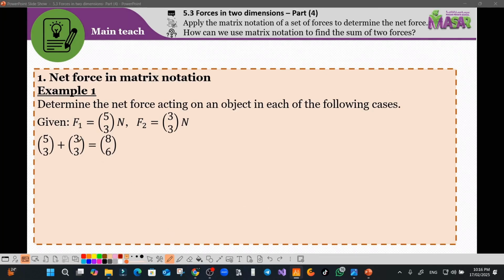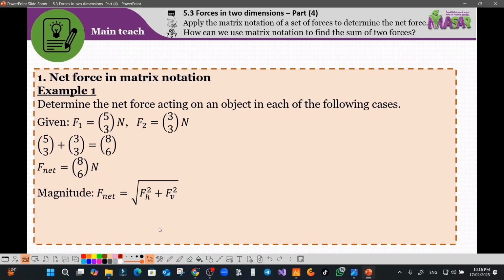Remember, whenever you want to use addition or subtraction in the matrix notation, you just add the entries in the first line together, and the entries in the second line together. So 5 plus 3 is 8, 3 plus 3 is 6. Now F net is equal to 8, 6 Newton.